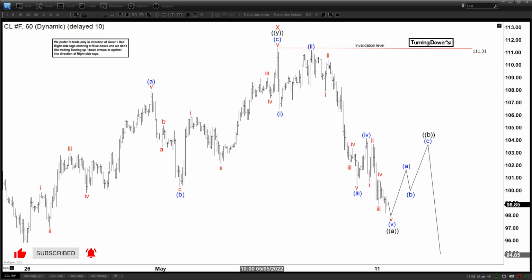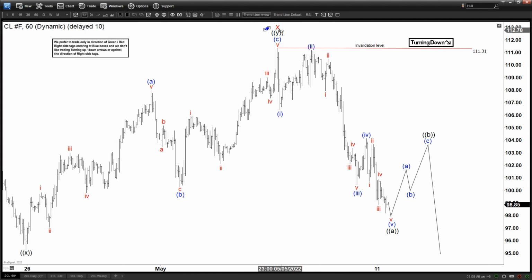Today we are going to update on the oil. Here is the 60 minutes chart. We can see oil ended with X over here at 111.3.